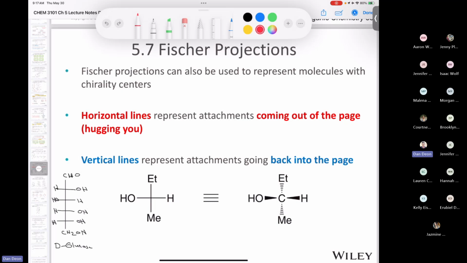And so what does that mean? What that means is since the hydrogen is coming out, it's not going in back, then what we're going to do is we're going to prioritize the groups. Let's say the hydroxyl is 1, the ethyl is 2, the methyl is 3, the proton is 4. Well, again, since the proton is horizontal, that means it's coming out towards us. So whatever we read, R or S, we're going to reverse it. So with this compound, if we were to go 1, 2, 3, like that, it's going clockwise, which would be an R compound, but we reverse it. And so it turns out that this stereocenter is an S stereocenter.